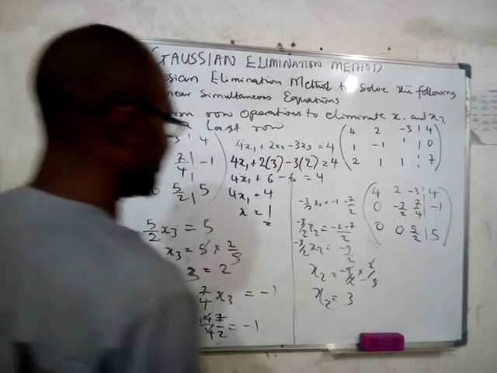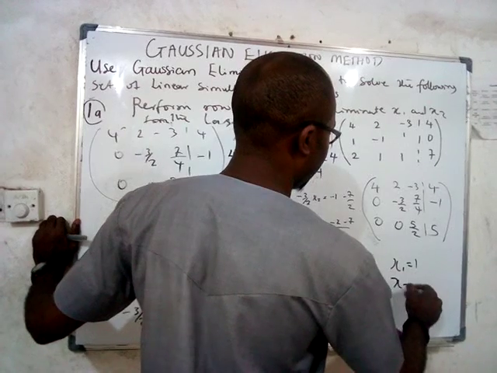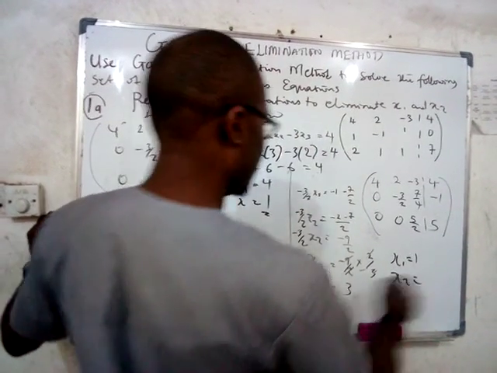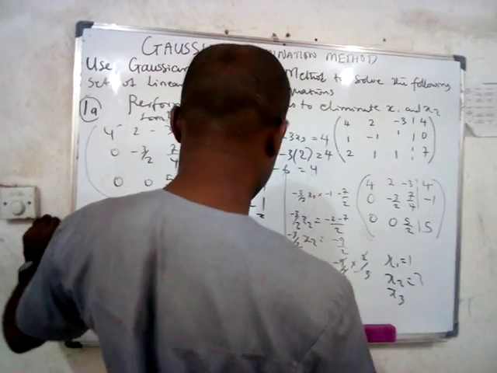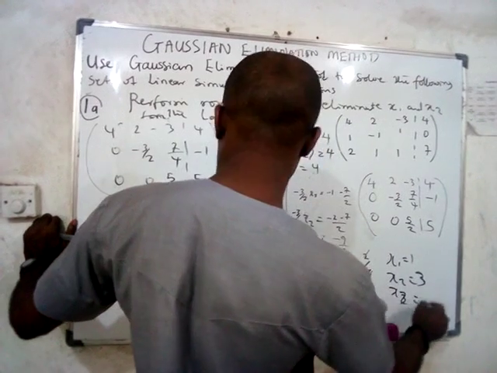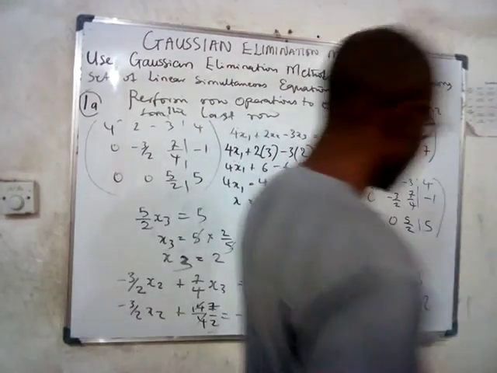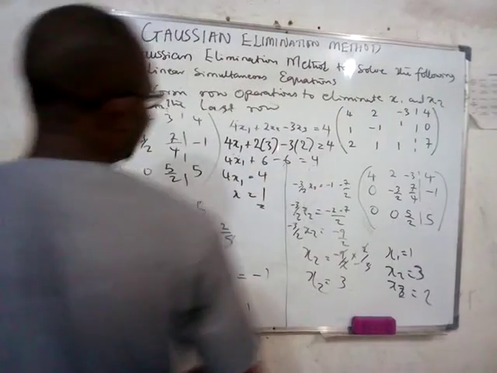So from there I can easily say that x1 is equal to 1, x2 is equal to 3, and x3 is equal to 2. So I have 1, 3, 2 as my answer. So that is how you solve this.